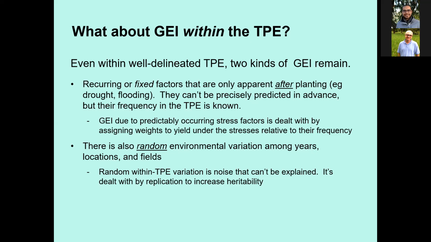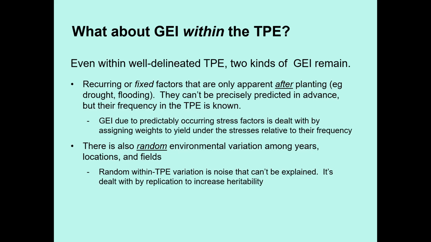The other type of G by E that you have, you can't develop separate cultivars for the droughted trials versus the non-droughted trials, because drought occurs relatively randomly at different frequencies within the TPE. So it's important to understand that once you've defined your TPE, that's your target. You're not going to develop varieties for little subsections of your TPE. If that's the case, you really need to divide the TPE. And we'll talk about that in a minute.